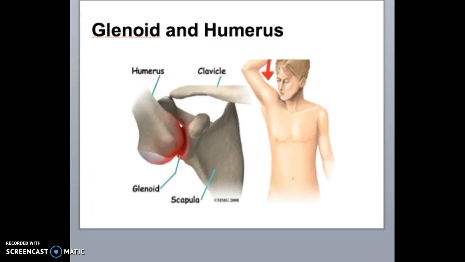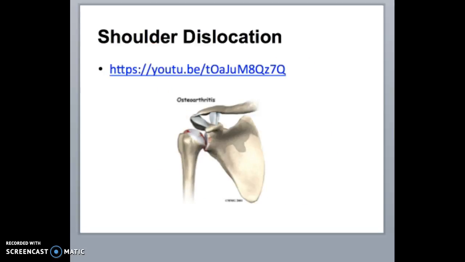A partial dislocation in the shoulder is when the humerus, the bone, is partially out of the glenoid, which is the socket. A full shoulder dislocation is when the humerus is fully out of the glenoid. When one has stretched or torn the muscles, tendons, or ligaments of the shoulder joint, it is very painful. Swelling and bruising could appear, as well as a popping sensation when the shoulder is moved. In the slide, there is a link from YouTube that shows the shoulder dislocation animation.